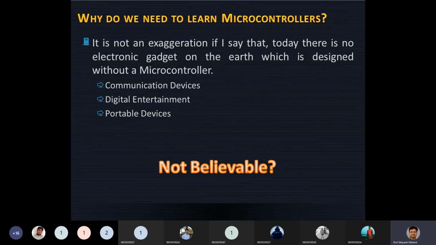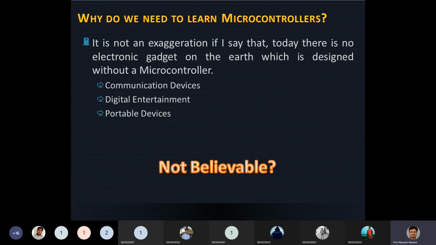It is not an exaggeration if I say that today there is no electronic gadget on earth which is designed without a microcontroller. We want every device to be a smart device, starting from the AC to your microwave to your washing machine.